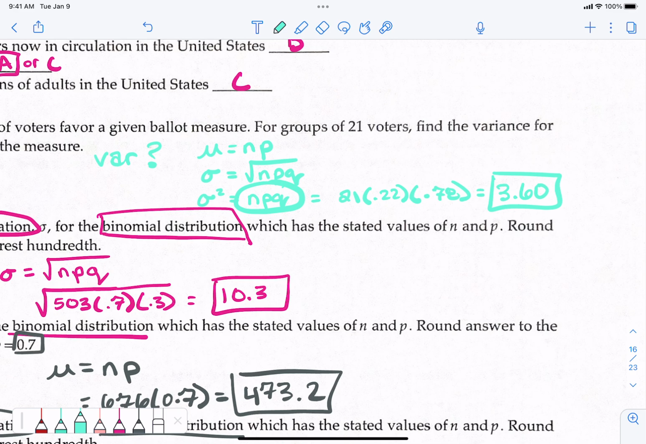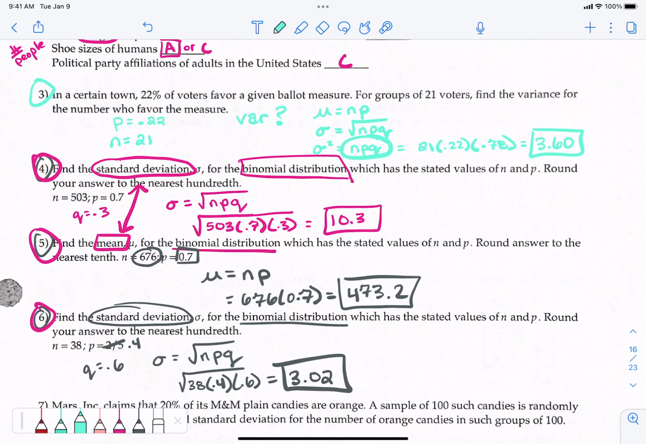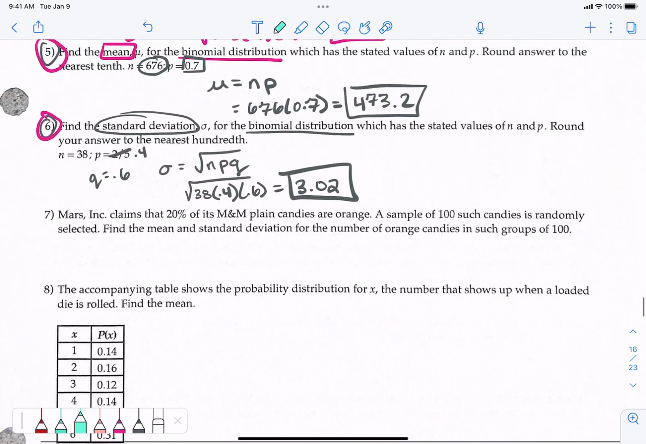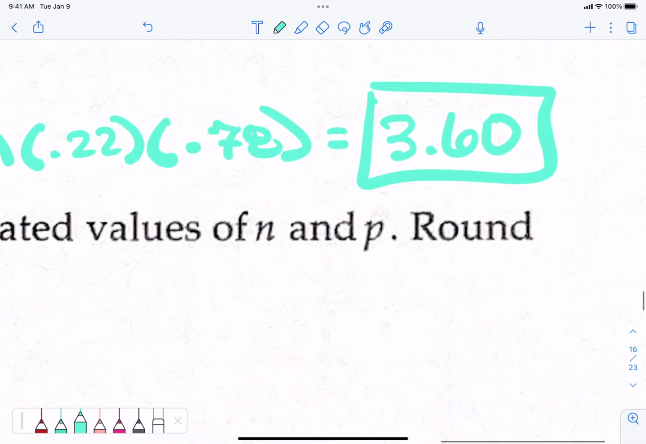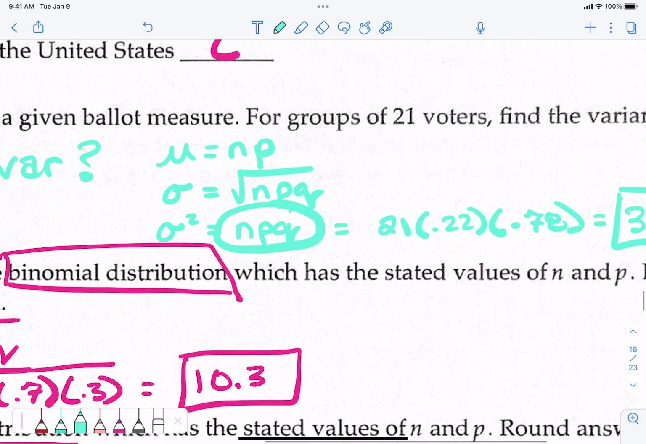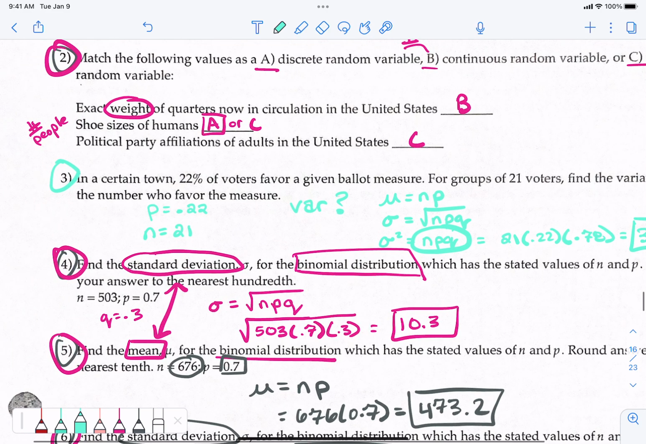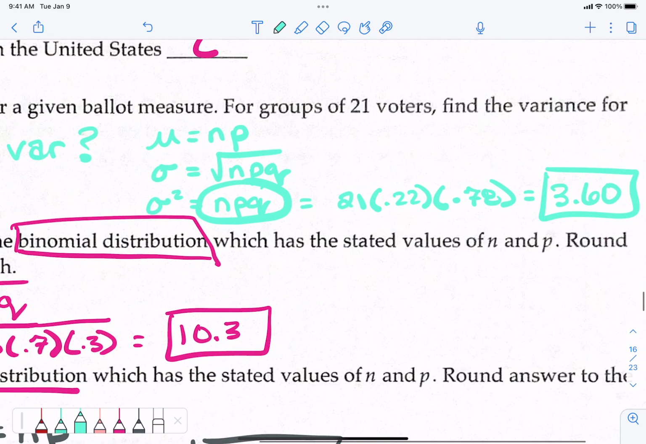Wait, what about our R? You don't have an R. We don't need an R, because we're not doing the whole binomial thing. We're just finding the variance. That's all it asks. Find the variance for the number of people who favor the measure. Go to the formula. We're only finding that. The answer is 3.60.